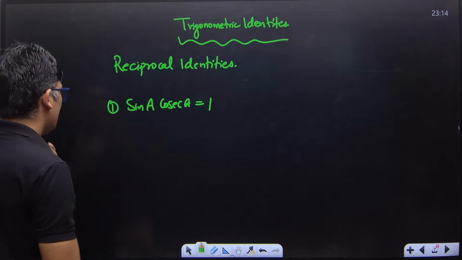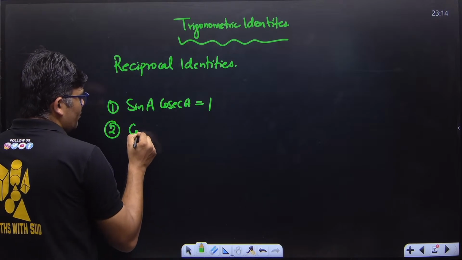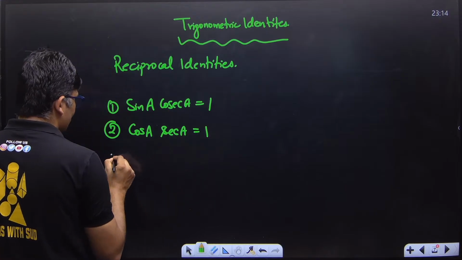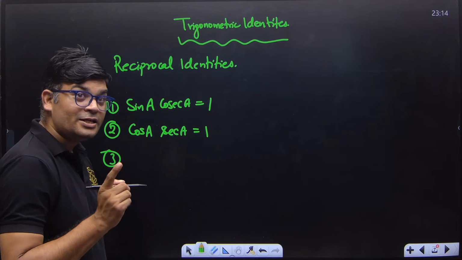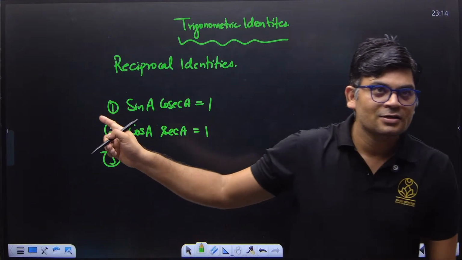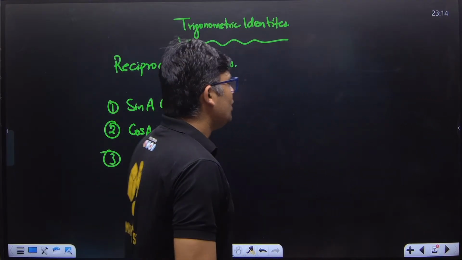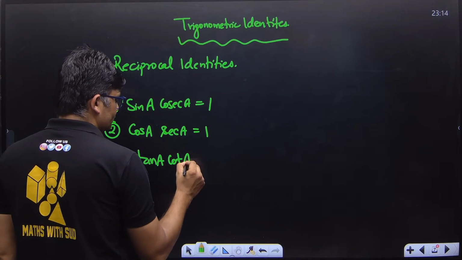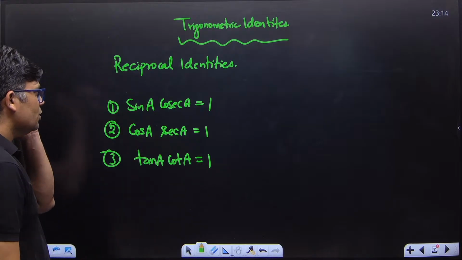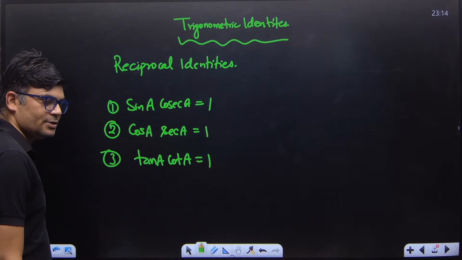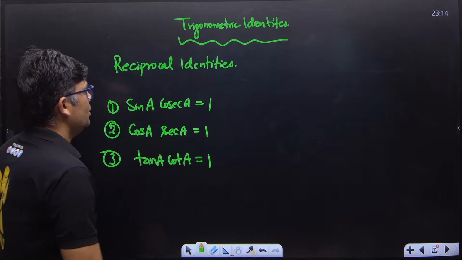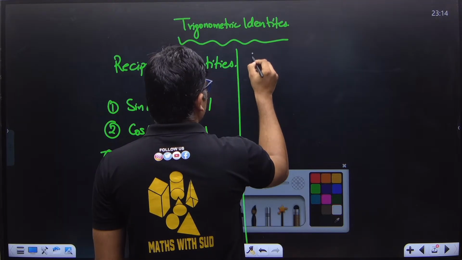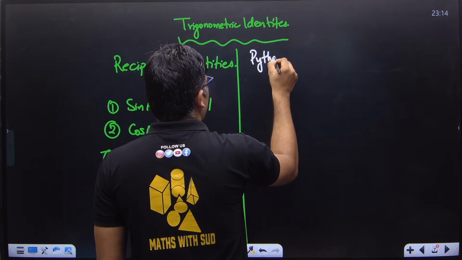Then can you tell me what will be the other one? Cos A into sec A. Sine and cosine are complementary angles, sec is reciprocal. Only for tan and cot both are complementary as well as reciprocal. So there are 3 basic reciprocal identities. Then there is a second category which is known as Pythagorean identities.